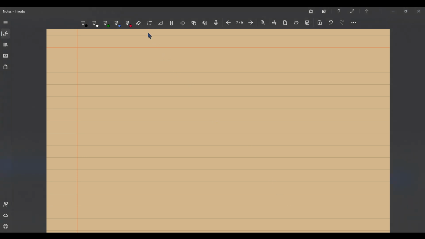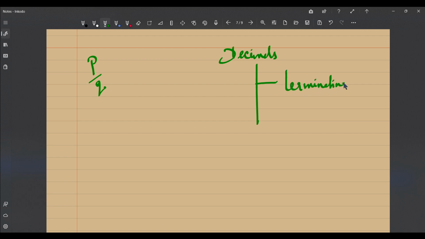In our earlier videos, we were looking at decimal representations of rational numbers. While doing so, we tried converting rational numbers in the form p by q into decimals. And while doing so, we found that some of those decimals were terminating, and some others were not terminating. I hope you understand what we mean by terminating and not terminating.